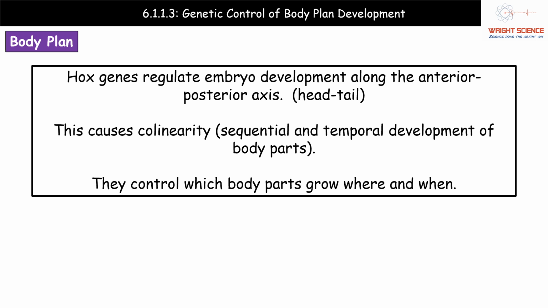So basically what we're seeing here is not just a free-for-all, they don't just happen whenever they feel like it. It's all a very controlled process of which bits of the body are going to develop and when they develop. There's a really clear progression sequence in the development of the body.